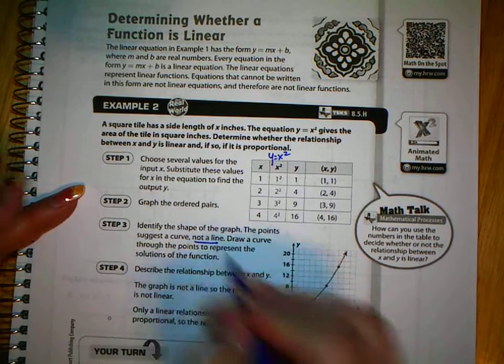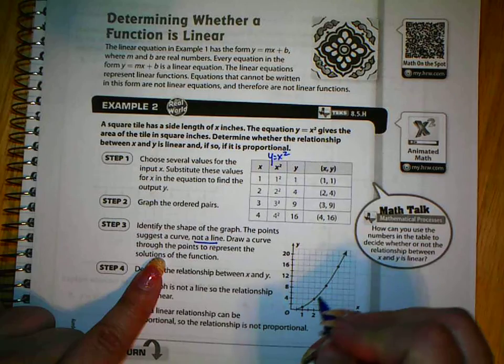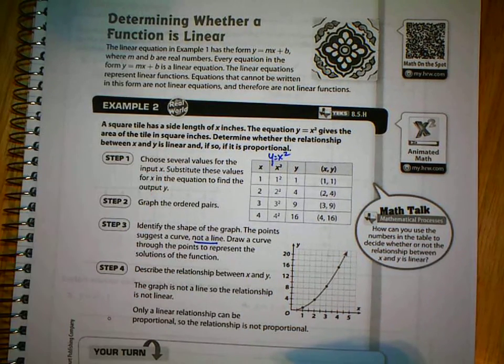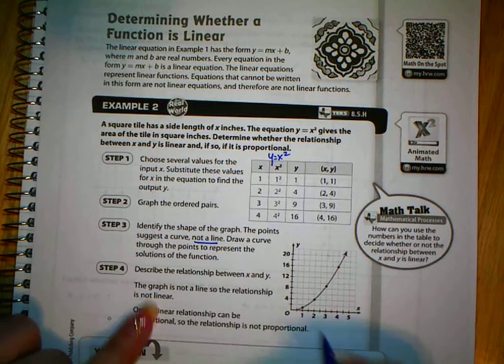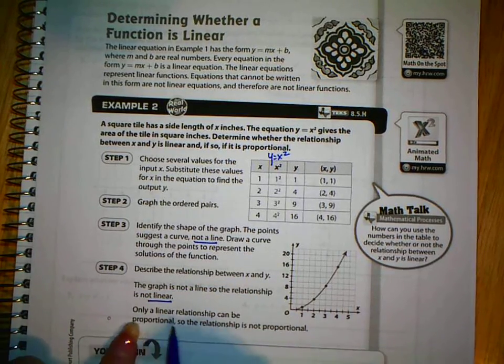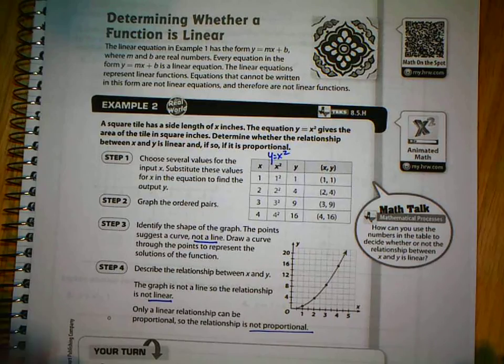It's not a line. It's a curve. And you can kind of sketch that curve through there. So being as it's not linear, guess what? If it's not linear, we can't say whether it's proportional. Only a linear relationship can be proportional. So the relationship is not proportional.